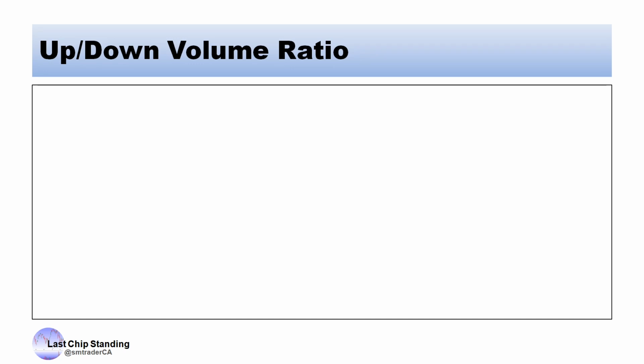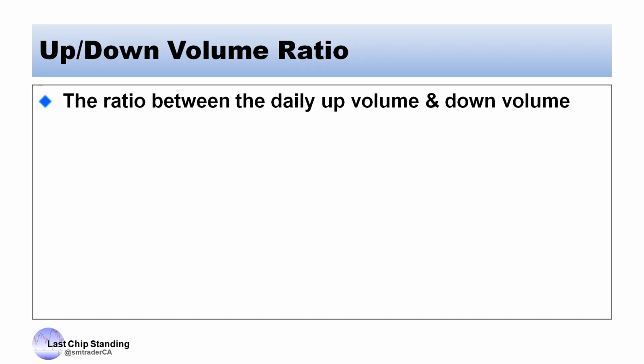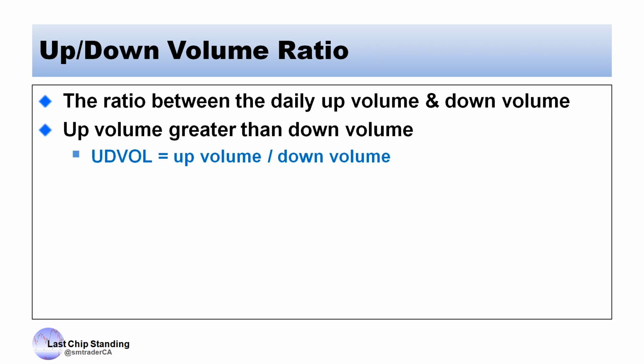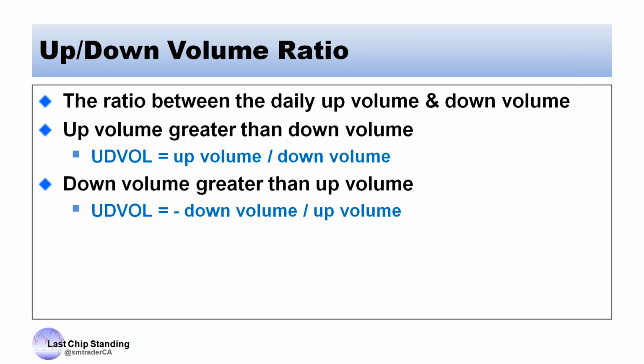Next market internal is the up-down volume ratio. It is a ratio between the up volume and the down volume. When the up volume is greater than the down volume, the up-down volume ratio is positive, and it is calculated by dividing the up volume by the down volume. When the down volume is more than the up volume, we designate it as a negative value, and it is calculated by dividing the down volume by the up volume.